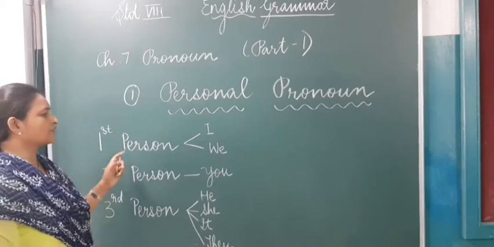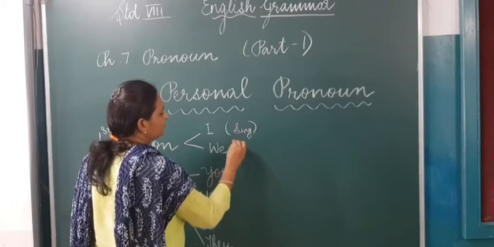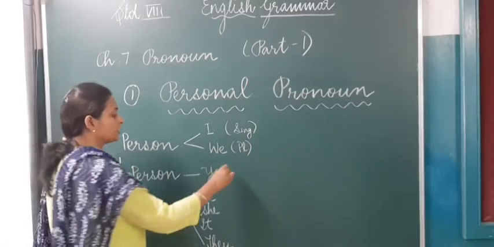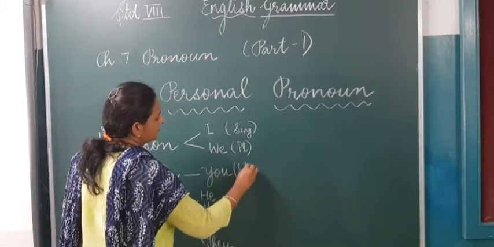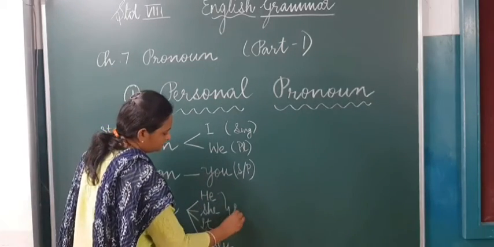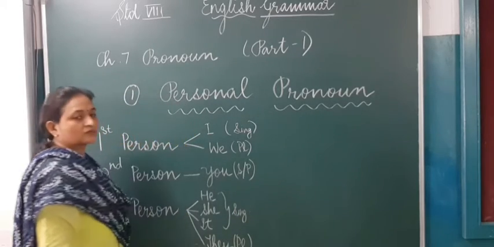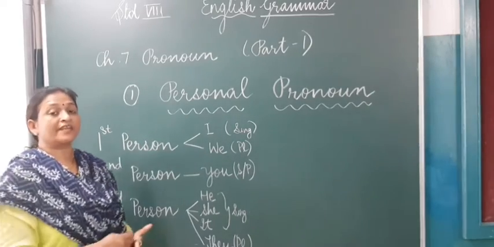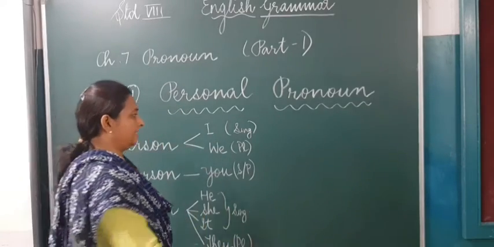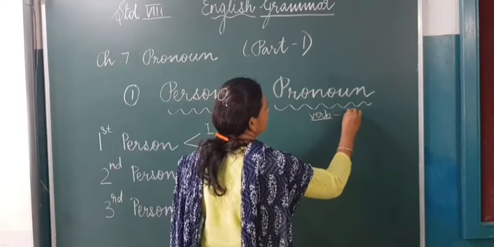3 persons. The first person is I and we. I is singular in number, we is plural. Second person is always you, and you is for both singular and plural. He, she, it are singular and they is plural. Is it clear? Now, how can we use the verb when we are using these pronouns? For example, I am taking the verb. You can take any verb. I am taking the verb study.